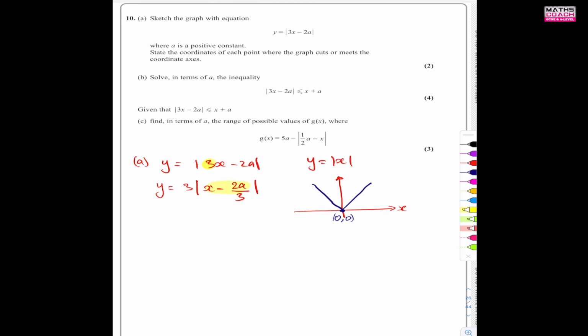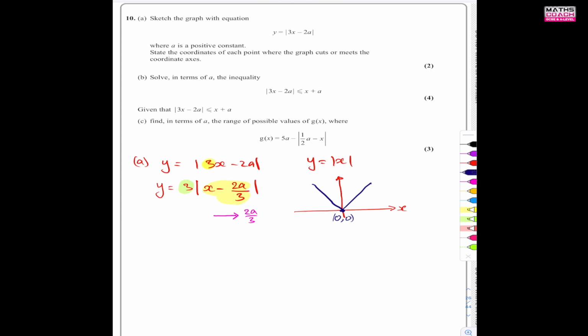If you now look inside the bracket, because we're subtracting 2a over 3, the graph will shift to the right by 2a over 3 along the x-axis. And on the y-axis, it's just going to be multiplied by 3. So it's a stretch of scale factor 3 along the y-axis.